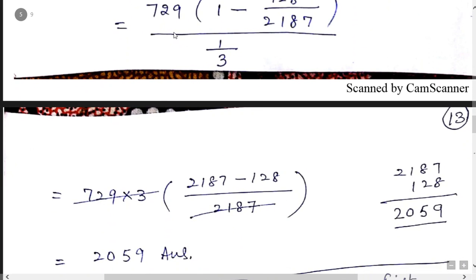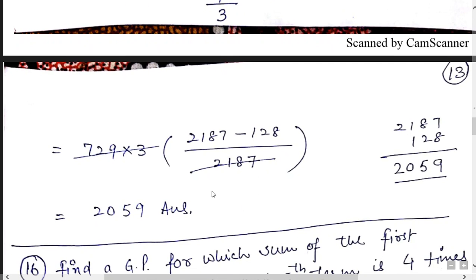3 is multiplied in the numerator and take LCM inside the bracket. 729 multiplied by 3, it's equivalent to 2187. 2187 minus 128, it's 2059. It is the final answer.